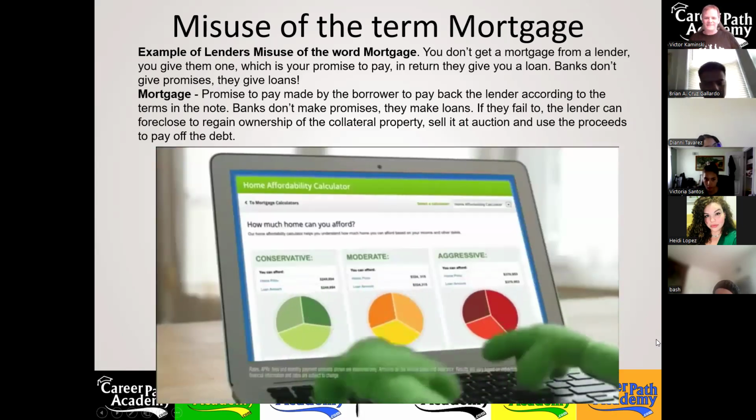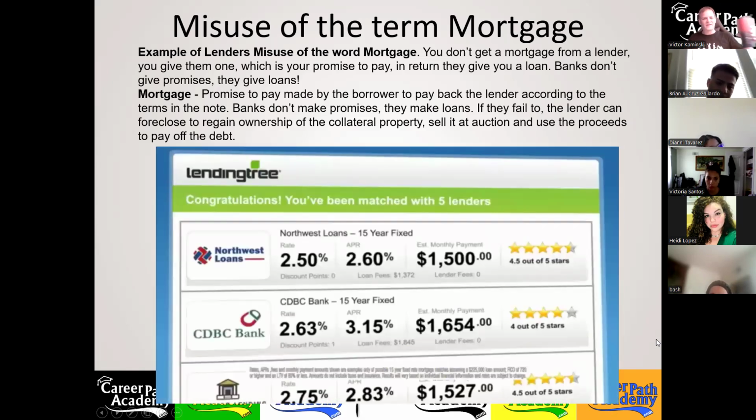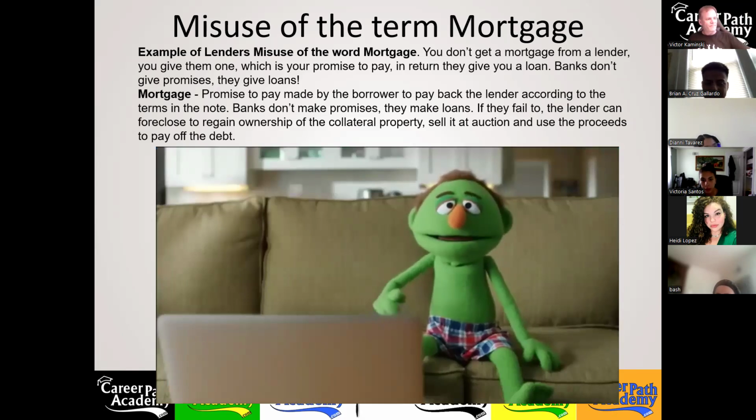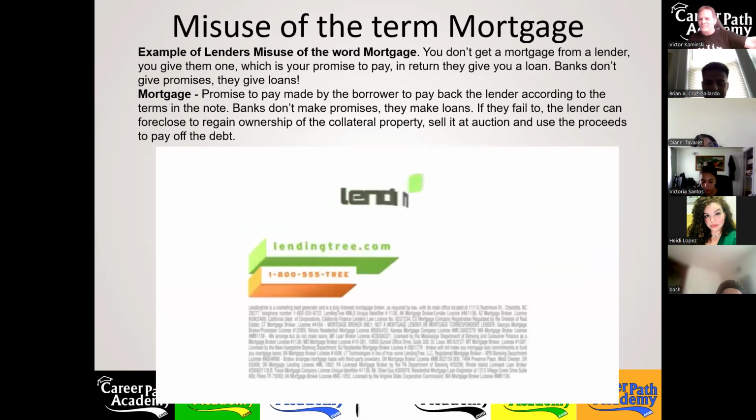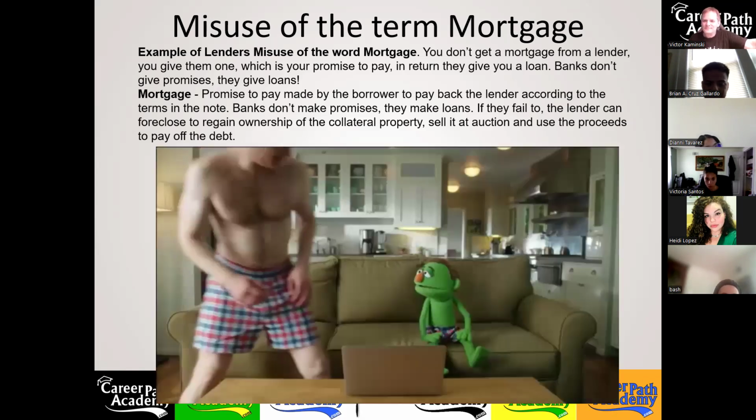I just go to Lending Tree. I calculate how much home I can afford. I get multiple offers to compare side by side. And the best part is, the banks come crawling to me. Everything you need to get a better mortgage. Clothing optional. Lending Tree. When banks compete, you win.